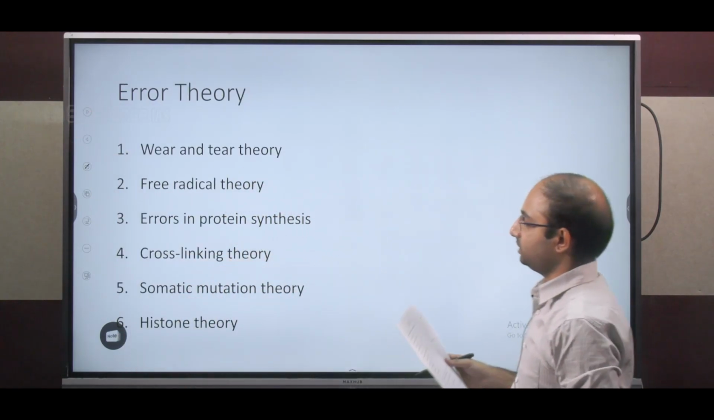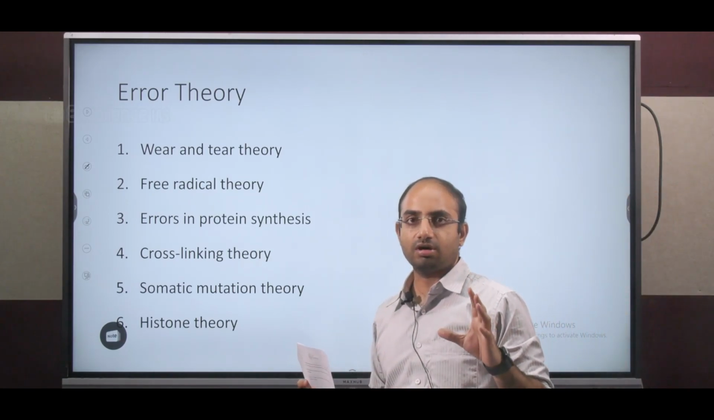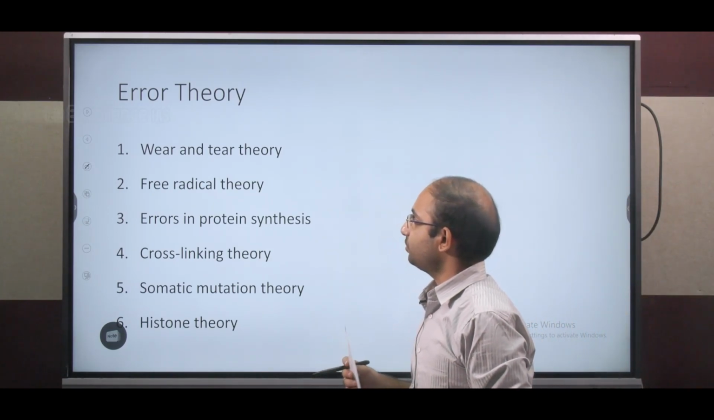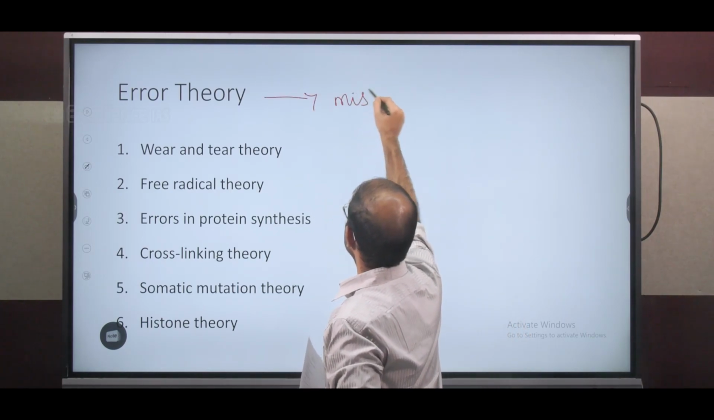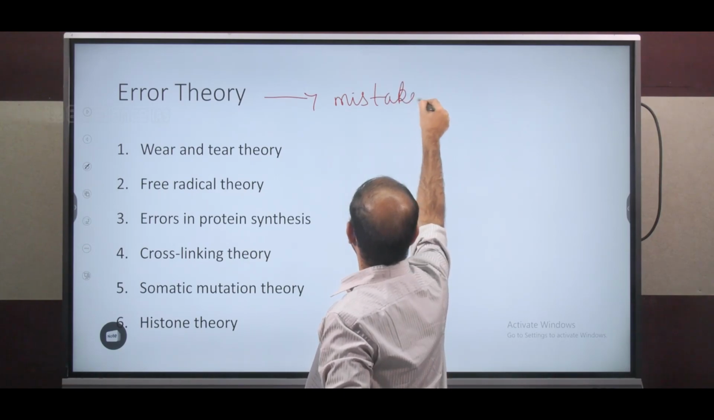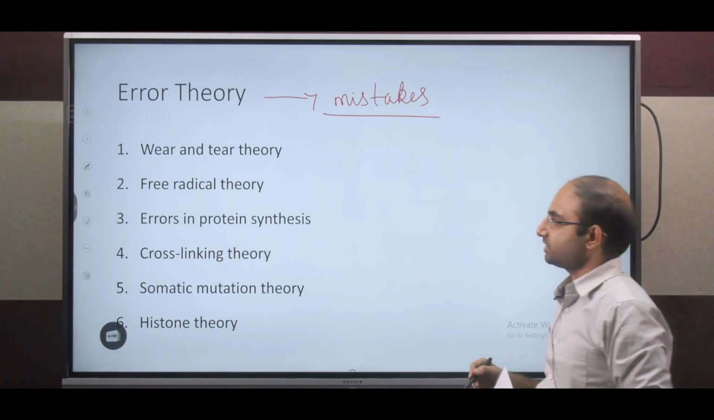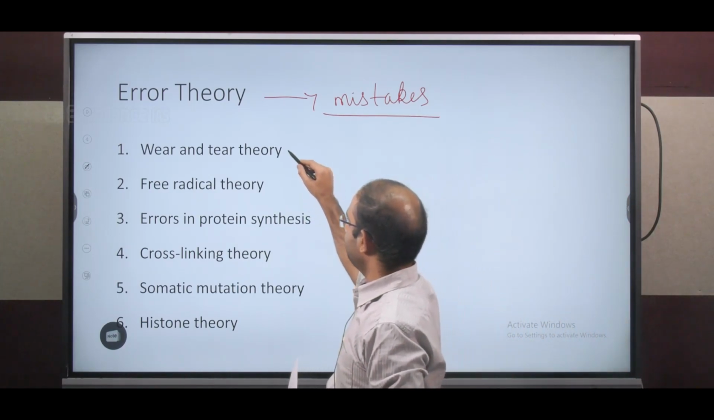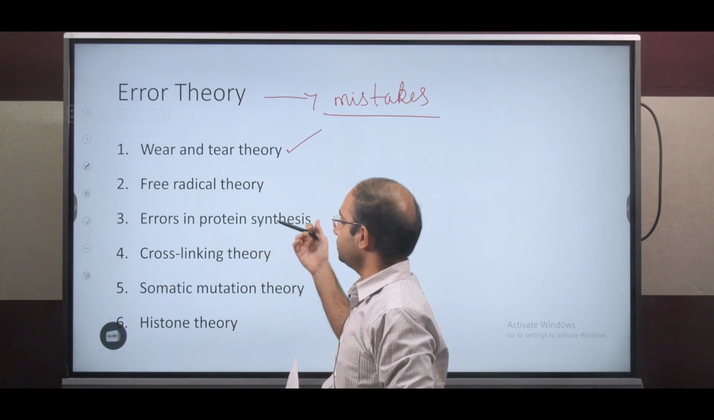Then the other theories are called error theories. Error theories are saying that there is no clock or anything. Aging happens because of errors, or because of mistakes in certain places in the body. Where can these mistakes happen? One, they say that aging is because of the body's wear and tear. The body is getting worn out with increasing time.